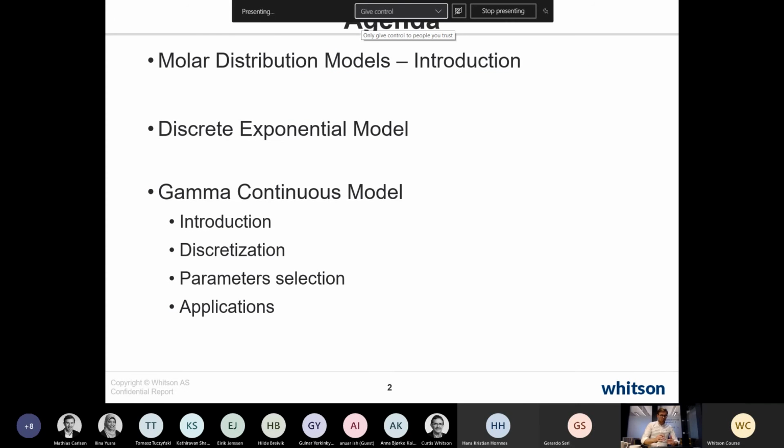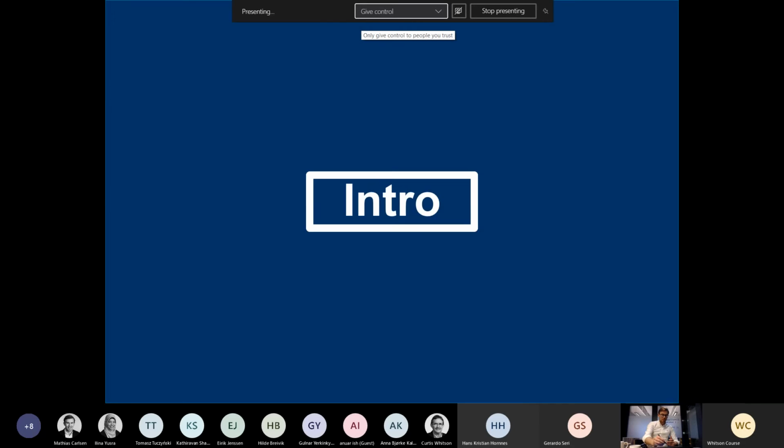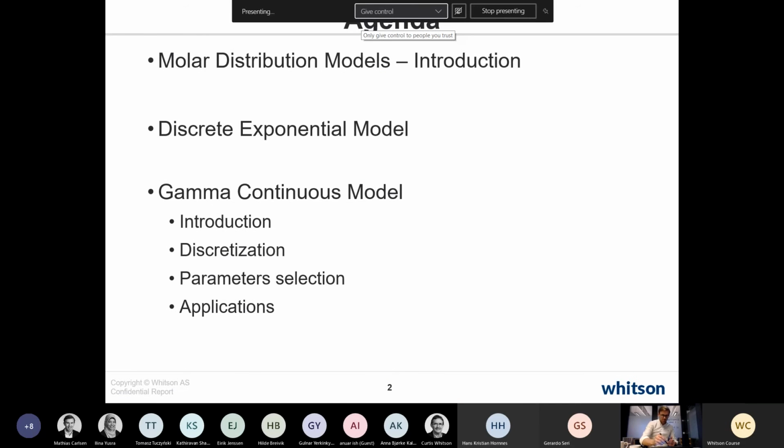What we're going to discuss now, I'm going to do a short introduction of the topic, and then we're going to cover two different models, the discrete exponential model and the gamma continuous model. And we'll see that actually this model right here, the exponential model, is just a simplified version of the gamma model, where alpha is equal to 1, a little bit high level.